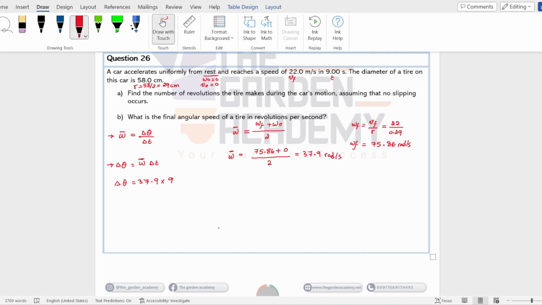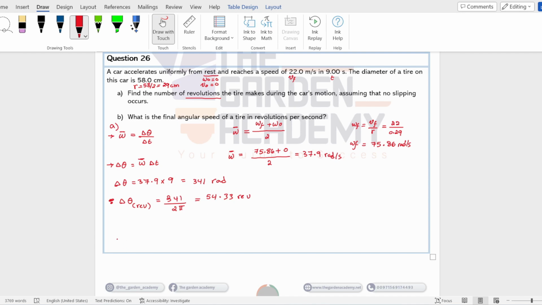So we say this is equal to 341. Of course, the answer has to be in radians, because we are asked for revolutions. So delta theta, the angular displacement in revolutions, we just divide this answer by 2 pi. So 341 divided by 2 pi, and we get around 54.33 revolutions. And this is for the first part, this is A.